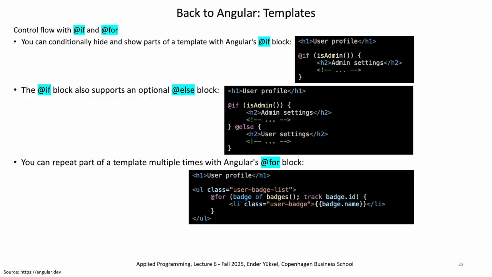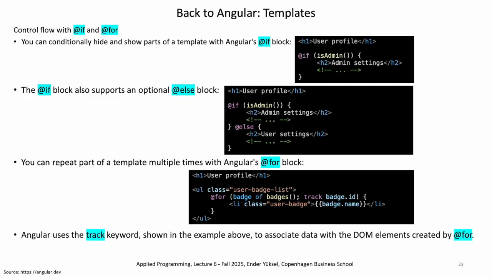Badge.name inside double curly braces is the interpolation that displays the name property of each badge. So here is how it works. Angular calls badges to get the array. For each item in the array, it creates an li, list item element. Uses badge.id to track which items are which, and then displays badge.name inside each list item. Angular uses the track keyword, shown in the example above, to associate data with the DOM elements created by for.